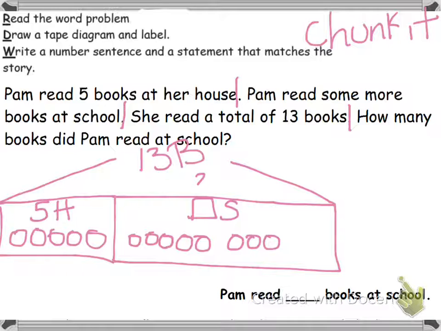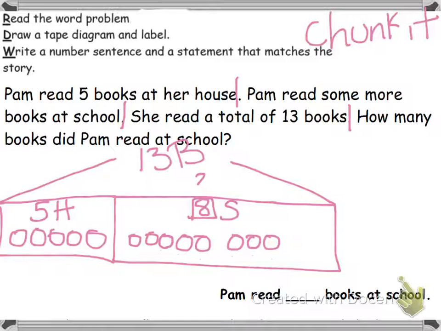So now, how many books did she read at school? Well, let's count it. 1, 2, 3, 4, 5, 6, 7, 8. She read 8 books at school. Oh, that's not a very good 8. Let me try that again. Good. She read 8 books at school.